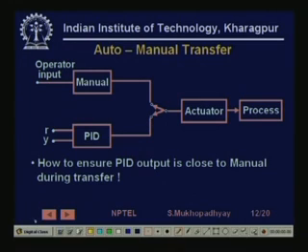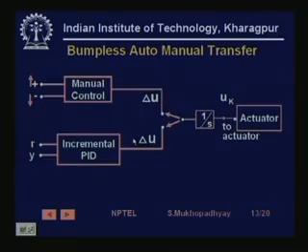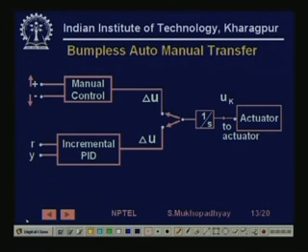So for avoiding that, rather than giving the input U, we would like to give the input delta U. So you see that this is a clever scheme which avoids that problem. So suppose you are in manual control. So every time you are actually giving delta U.